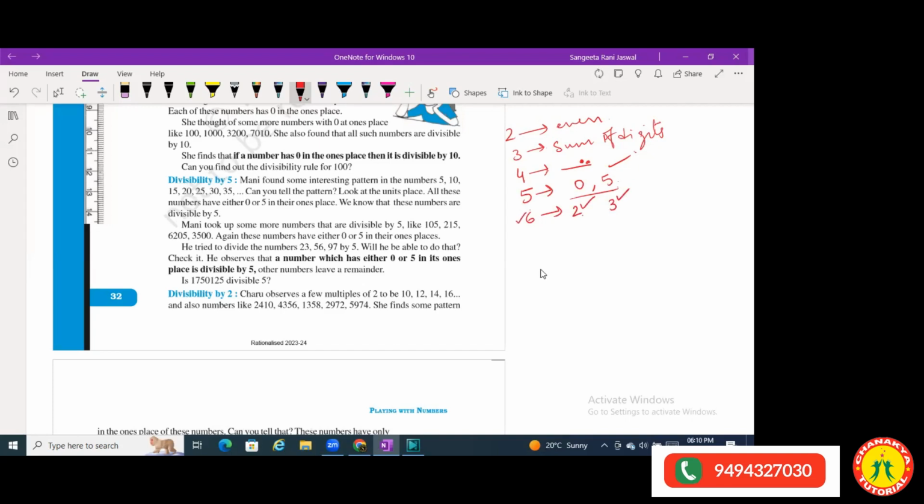Divisibility by 7 is not in this, but still I had told you something about that. Let me check, I'll see afterwards. Now divisibility by 8.